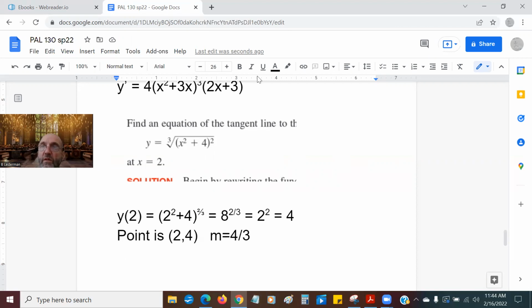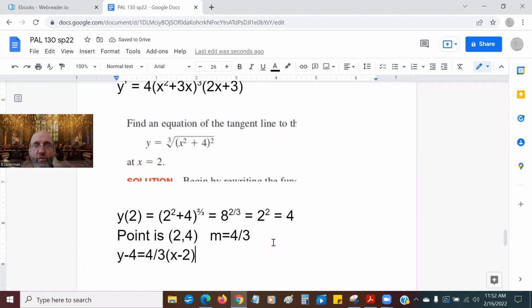Let me plug this in. So once we have this, we know that the equation is going to be y minus 4 equals 4/3 times x minus 2. Now the truth is that's it.